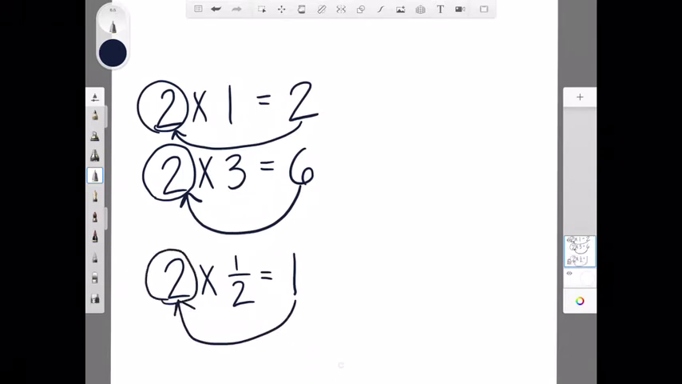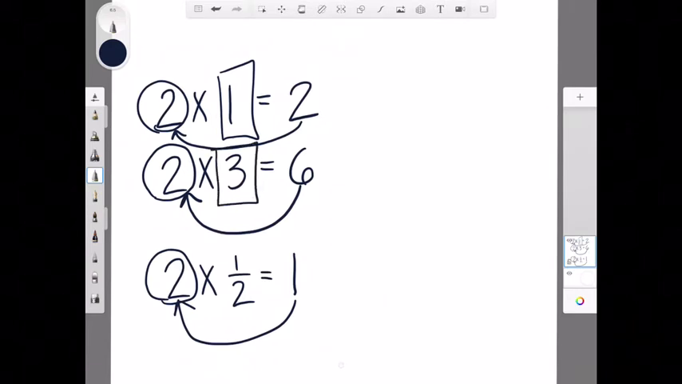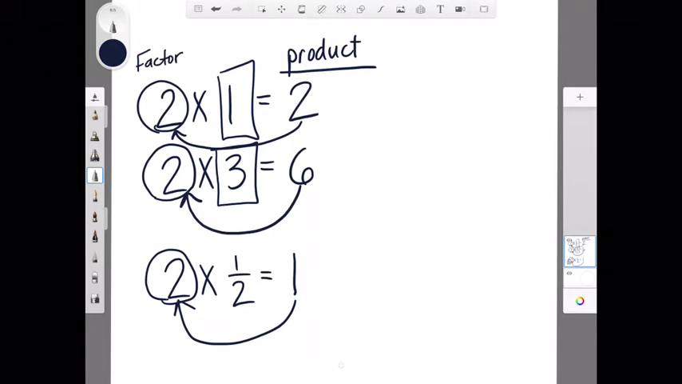So this is the key to remember, that when we multiply by 1, we end up with the same number we started with. When we multiply by a number that is greater than 1, we end up with a product. This is our product here. We end up with a product that is greater than the factor that we started with. When we multiply by a number that is less than 1, we end up with a product that is less than the factor that we started with.